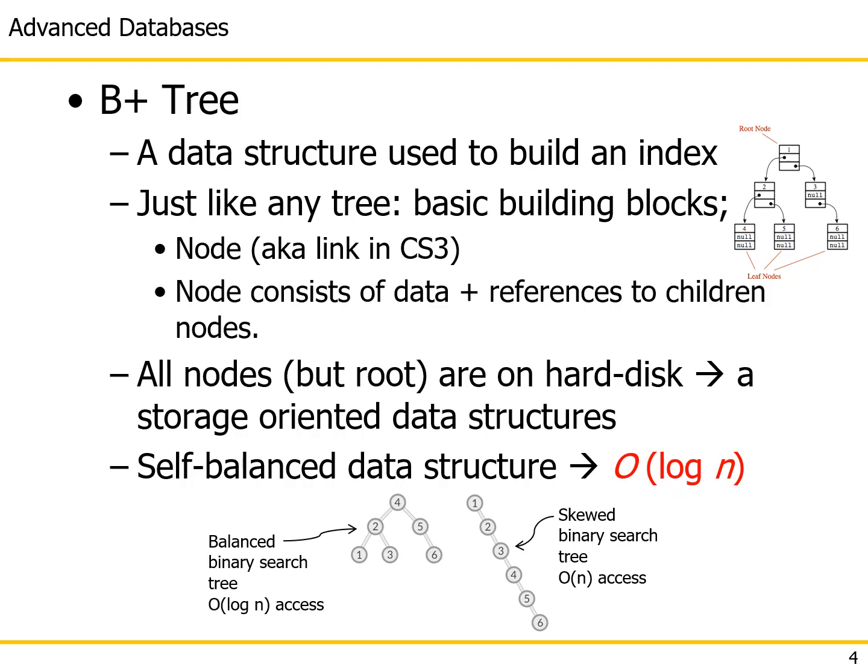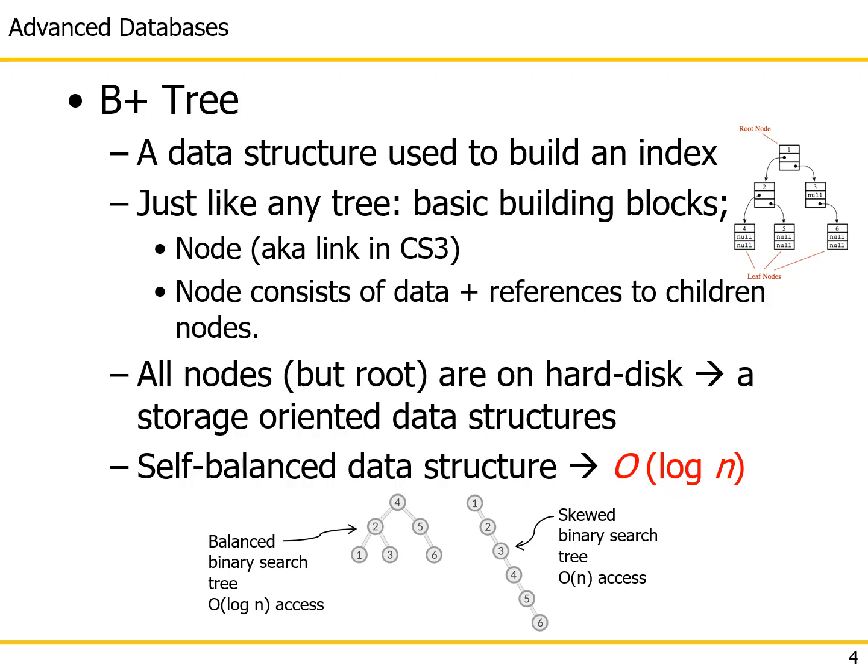Now, the third thing to learn about B plus trees is that they are a special kind of tree that is self-balancing all the time. What does that mean? Now, remember from your binary search tree lecture many years back, I hope you can remember that the problem with binary search trees is that they can get skewed.